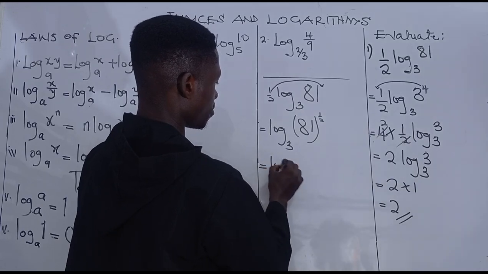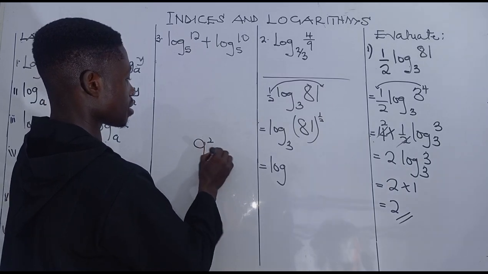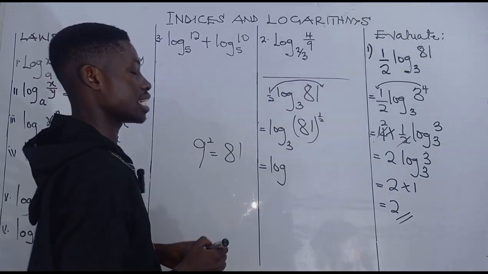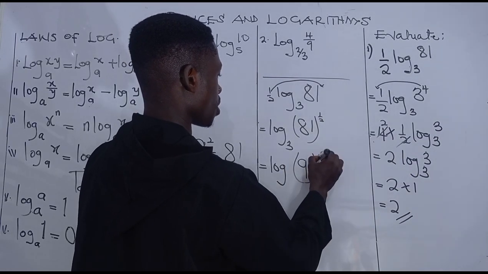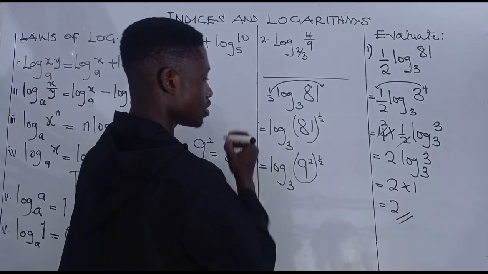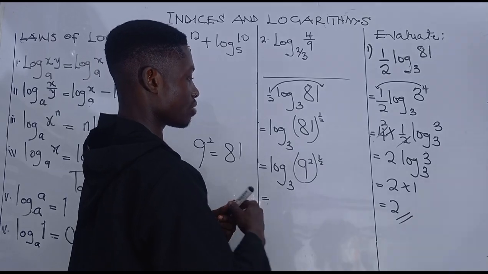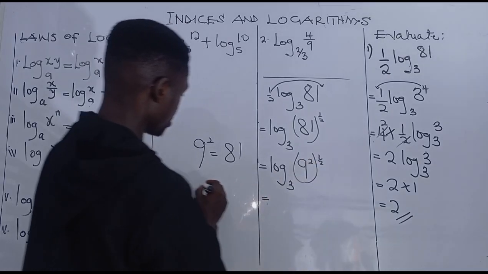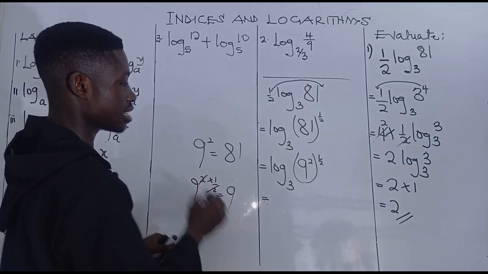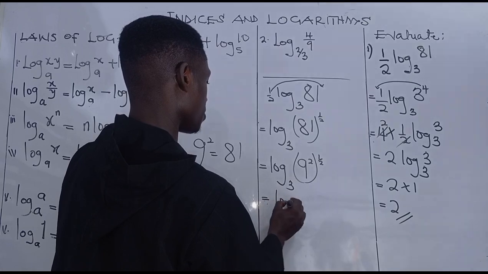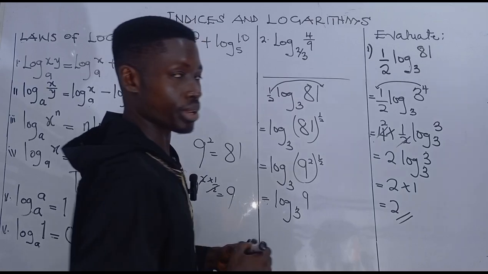So we have log of, now this 81 can be written as 9 raised to the power 2 because 9 raised to the power 2 will give us 81. So you have 9 raised to the power 2, all raised to the power 1/2, to the base of 3. Applying the power law of indices, this is going to give us 9 raised to the power 2 times 1/2. This will cancel this, we are left with 9. So we have log of 9 to the base of 3.